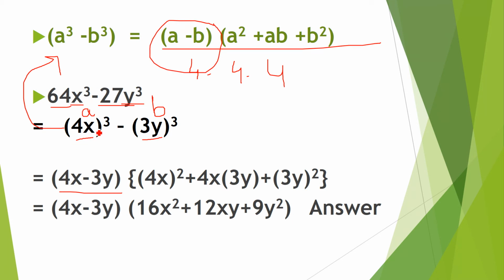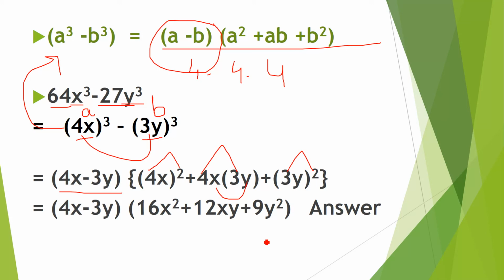So a is 4x square plus ab. This is ab plus 3y, this is b whole square. And now 4x minus 3y, 4 times 4 is 16. It does not mean 4 times 2, 8. You have 4 two times, x two times. So 16x square plus 4 times 3 is 12xy, 3 times 3 is 9y square.